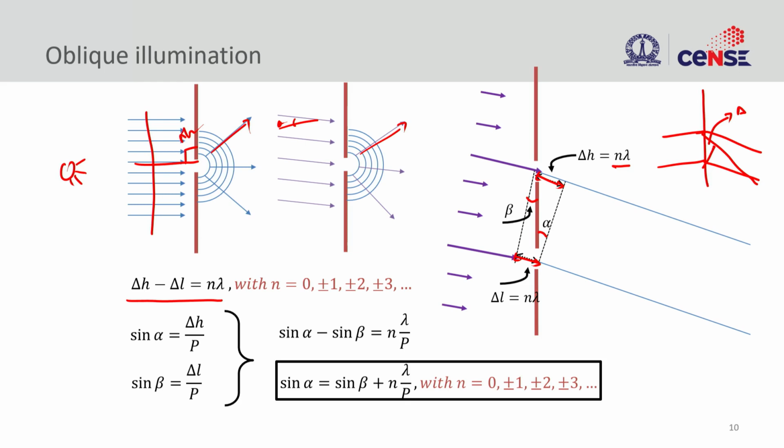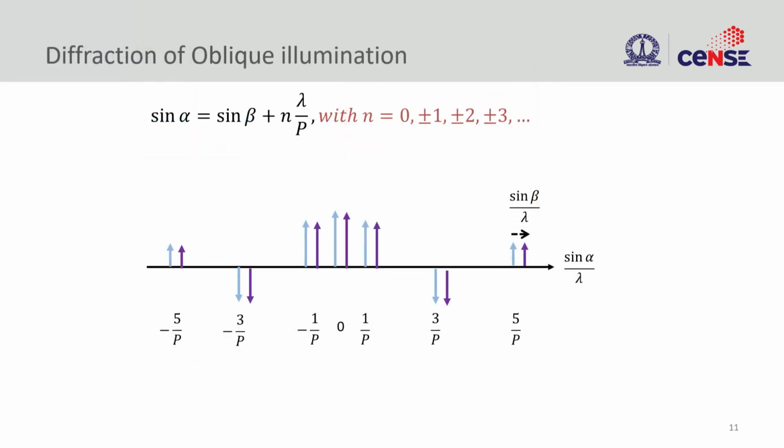We saw that if it is n lambda, then you preserve the phase sanity. So then we look at the exit and incident, and now your diffraction pattern looks slightly different. Initially we had sine alpha equals n lambda over p. So this is what we had when we had normal incidence. Now we have slightly oblique incidence, and this oblique incidence brought us this additional term. Now let's progress and see how this additional term is changing our diffraction order pattern.